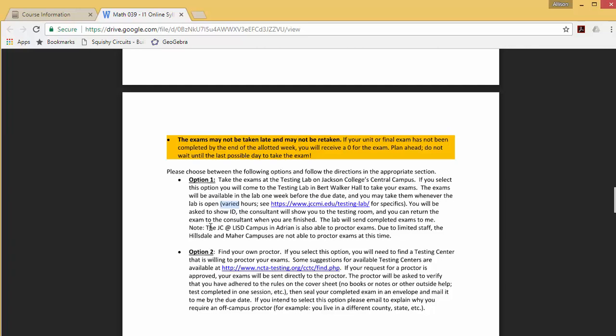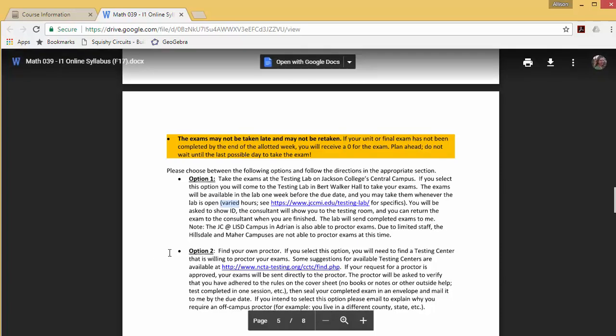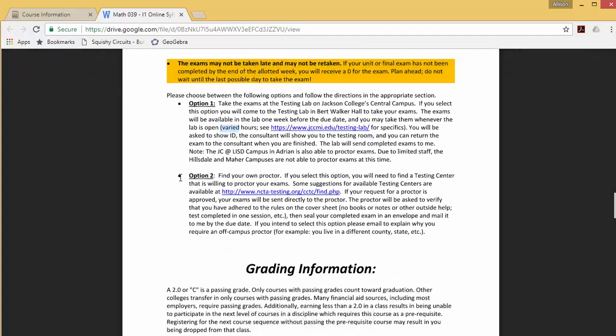Okay. Just as a note, the testing lab in Adrian is also able to proctor exams, but our other campuses like Hillsdale and North Campus do not have a large enough staff to be able to proctor exams. So you would need to come to the Central Campus if you have one of those locations as your primary location.